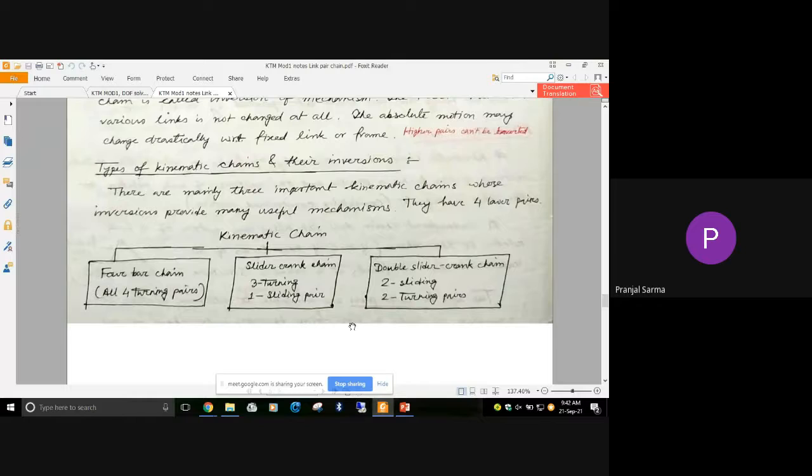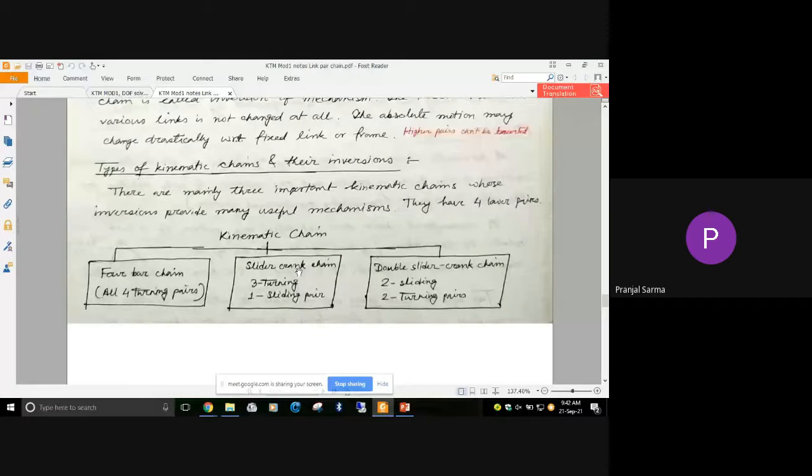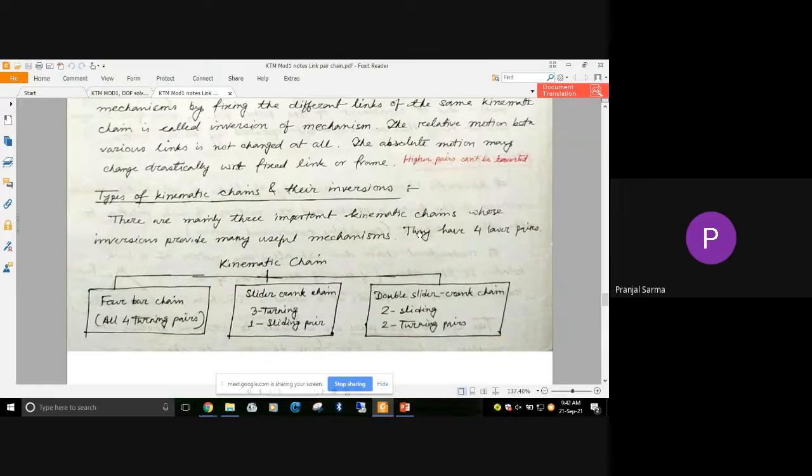So today what we will do is go for the different inversions of the four-bar mechanism, or four-bar chain. By this time, all of you already know about the four-bar mechanism. If we fix one of the links, we get the four-bar mechanism. Those things you already know.